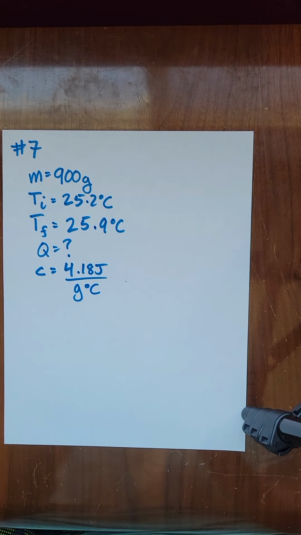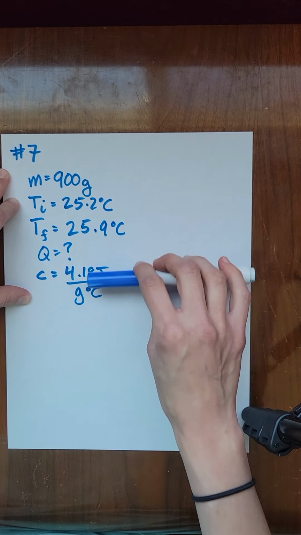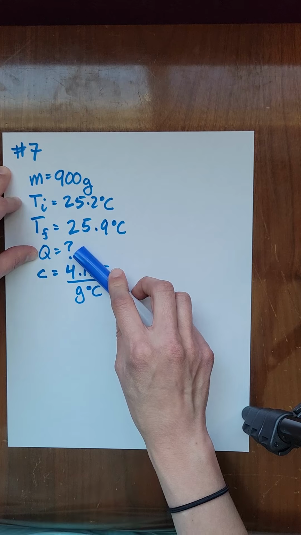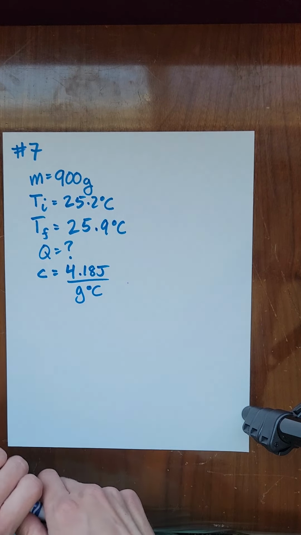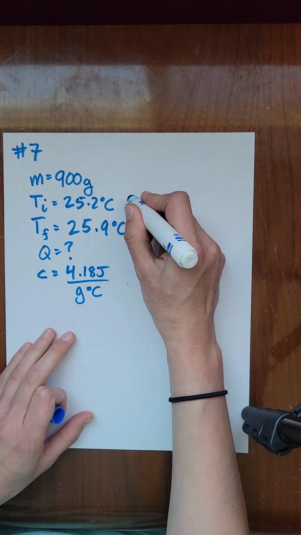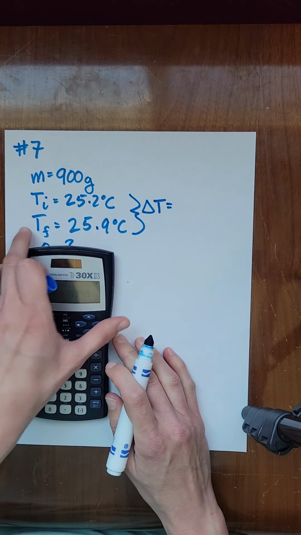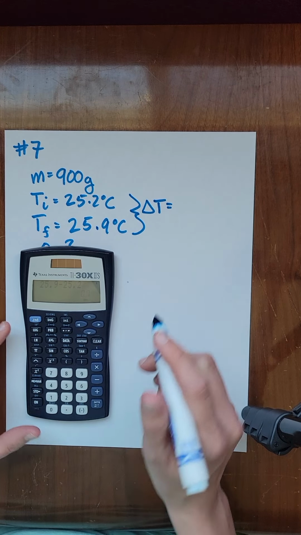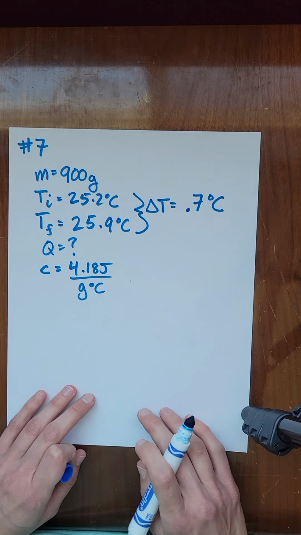So what we're doing here is we're using what we know about water, the mass of the water, the temperature change of the water, the specific heat of water, to figure out how much heat that metal released into the water, because it's this heat that the metal released that is causing the temperature of the water to increase. So your starting and your final temperature, that's going to be your temperature change. So it'll be 25.9 minus 25.2, which is 0.7 degrees Celsius.